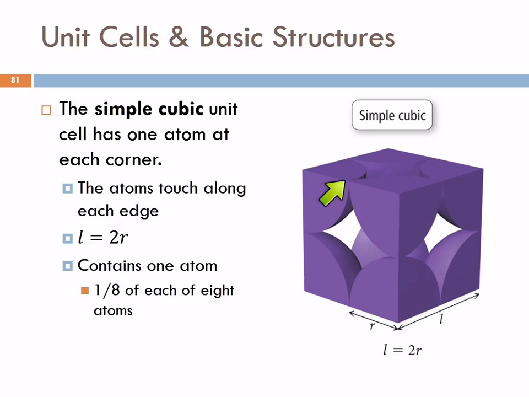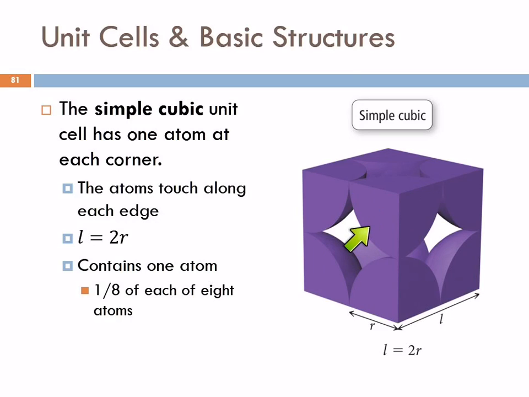These atoms touch along the edge of the cell, and so the length of a side of a unit cell is called L, and L is equal to 2 times the radius of the atoms. Because this is going from the center of one atom to the edge of it, that's R, the radius of the atom, and then from the edge to the center of the next atom. And so the length of the side of the cell is 2R.